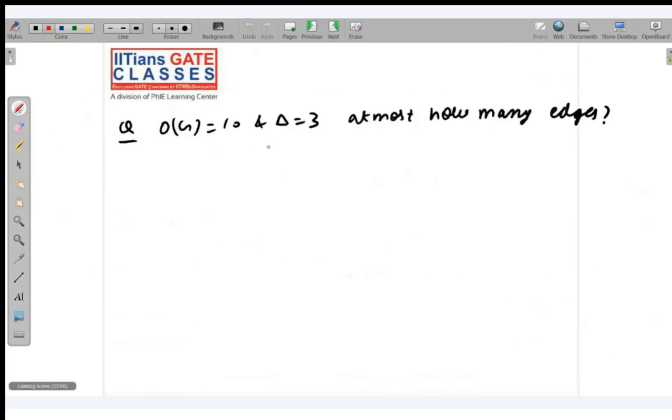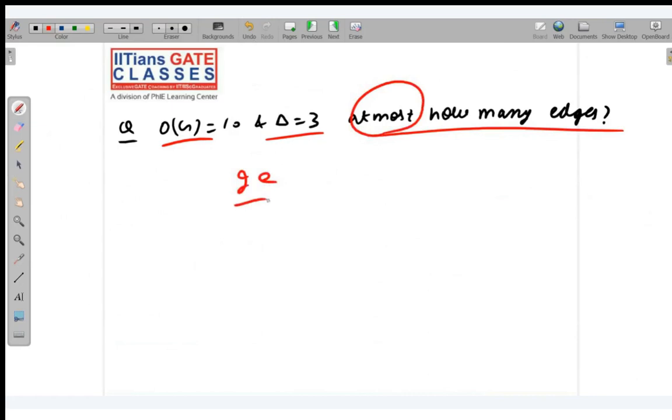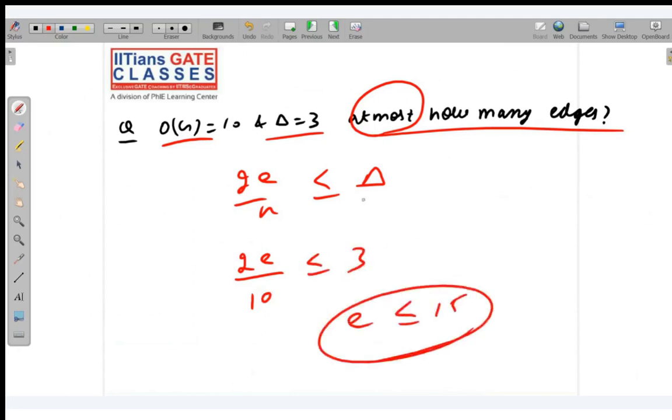Next question: order G is 10, delta is 3, at most how many edges? Again, average degree was 2e by n, which is less than or equal to delta. So 2e by n, with n is 10, is less than or equal to 3, so e will be at most 15. If the maximum degree is 3, you can have at most 15 edges. You cannot make a graph with maximum degree 3 and 10 vertices having 16 or 17 edges. That is not at all possible. You can make that graph having at most 15 edges.